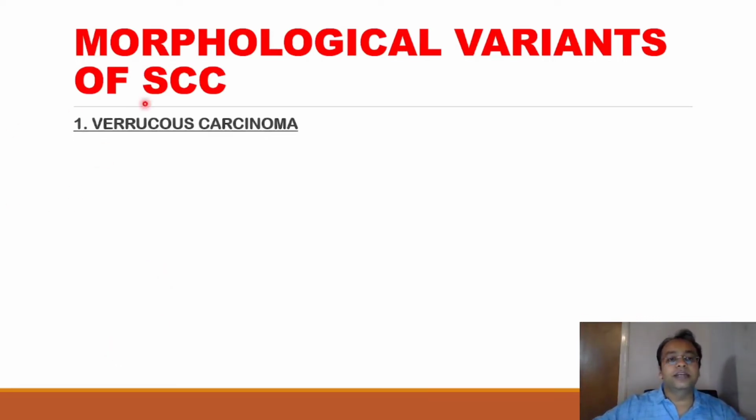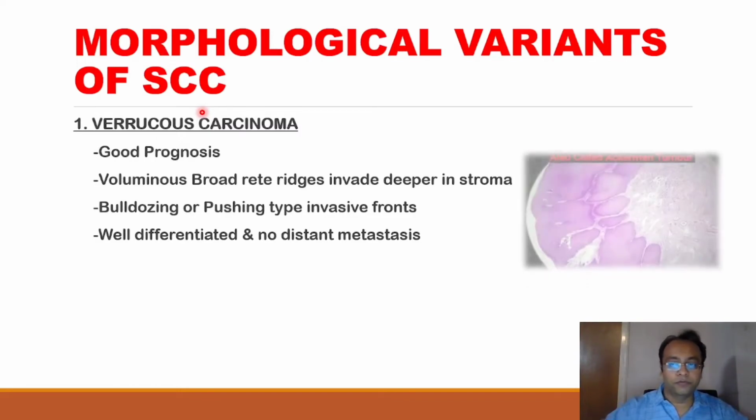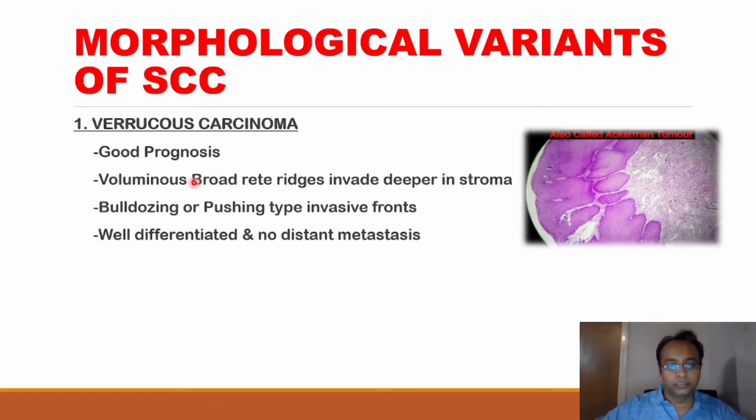So the first variant is verrucous carcinoma. It is also known by the name Ackermann tumor, which is related to a very good prognosis. In the verrucous carcinoma, the pattern of invasion is of grade 1. There are voluminous broad rete ridges which invade deeper into the stroma. Here you can see the squamous cell invasive front, invasive rete ridges into the stroma. Here the stroma is infiltrated by broad, bulldozing, pushing rete ridges.